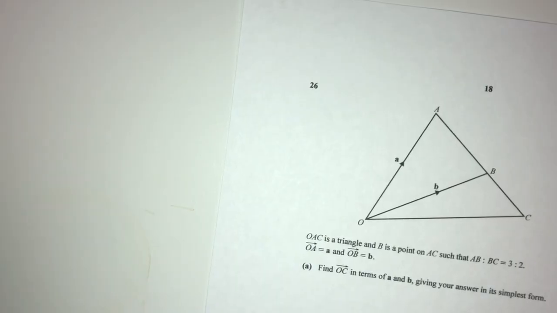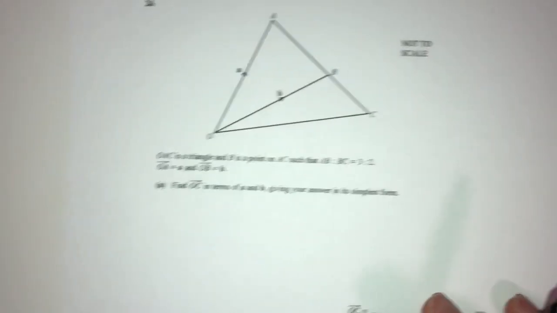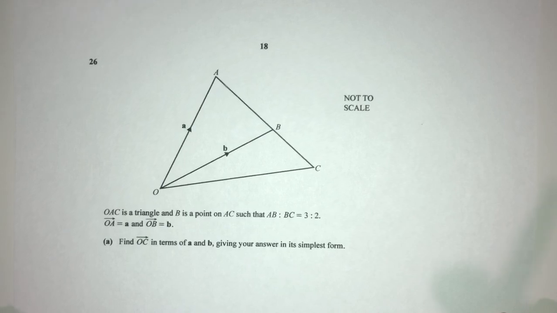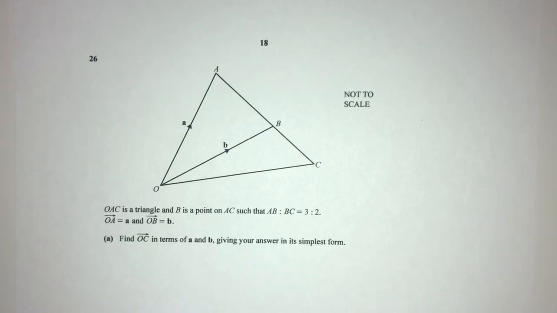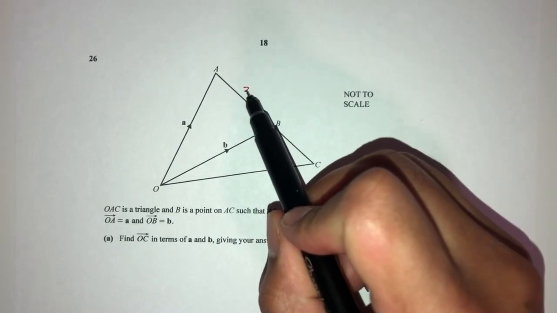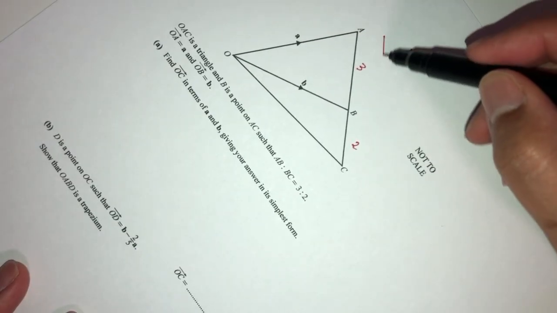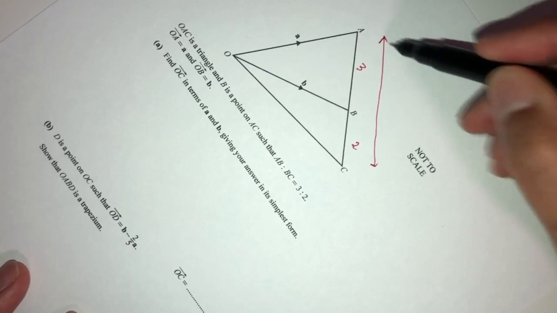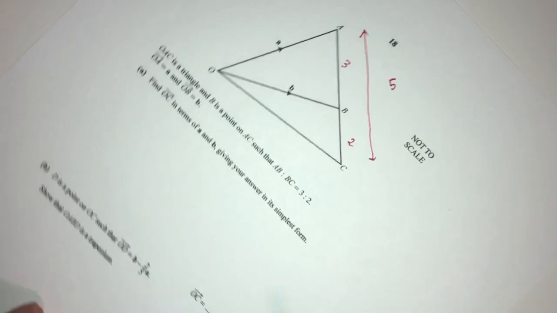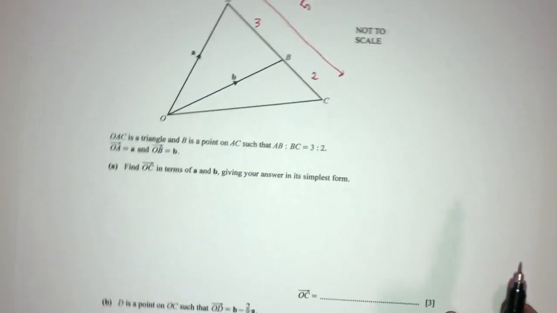Okay, let's move on to question number 26. Let's solve this question. So here we have OAC is a triangle, as we can see. The point B lies on AC such that AB and BC have a ratio of 3 to 2. Now obviously you would say if you add both 3 plus 2, the whole length should be 5, at least in terms of ratio, right?